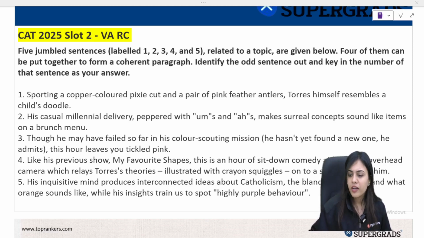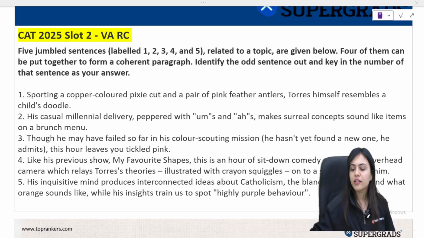So now we'll try to build the right paragraph for ourselves. Let's see what could be our opening statement. I think the best sentence that can open it for us is the fourth one. "Like his previous show, My Favorite Shapes, this is an hour of sit-down comedy aided by an overhead camera which relays Taurus's theories." Fourth one, right? This opens it. It talks about the show setup. Sit-down comedy plus visuals. That has been encapsulated in this one.